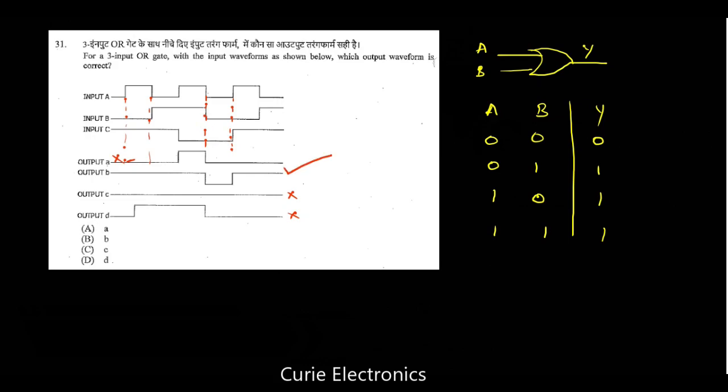See here, whenever at least one of the inputs of the OR gate is high, you will get high. That high we are getting here. Then when all inputs are low, it goes low. Then again when at least one of the inputs is high, it is coming high. So the answer is option B, output B is the right answer.